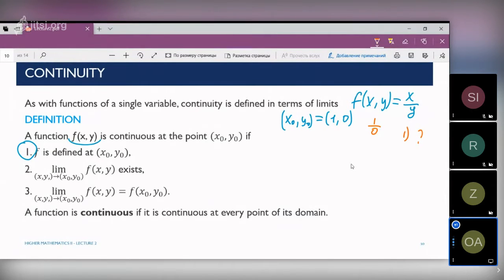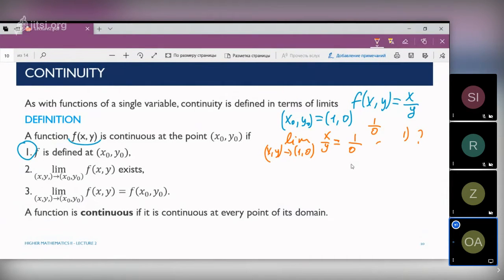If we calculate this one and it's not like this, the first rule will be acceptable and we'll move to the next one. Limit of f(x,y) as (x,y) tends to (x0,y0) exists. Then we'll move to calculate this limit, when (x,y) tends to (1,0), x over y. So it will be 1 by 0.